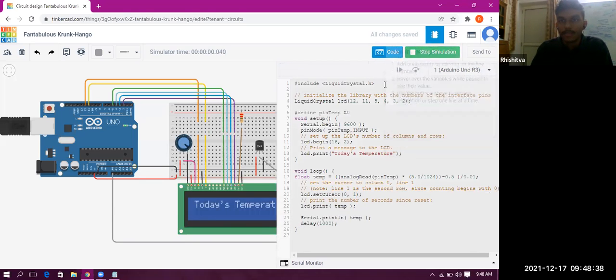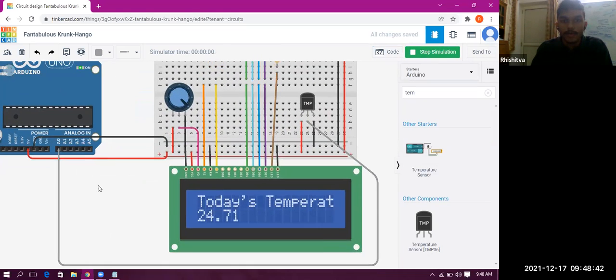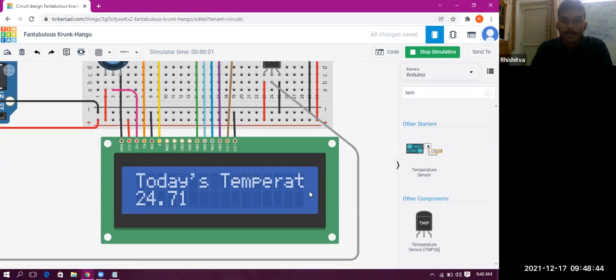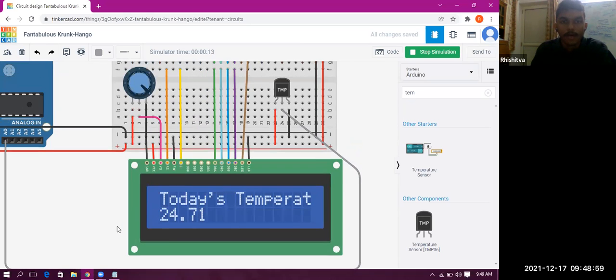Now the simulation has started. Let me just remove the code. Over here, you will be able to see "Today's temperature". The word temperature hasn't come in full because there are only 16 columns as we set, so it is more than 16 and is showing only half. Then from 0,1, we have this temperature, 24.71. How are we getting this?